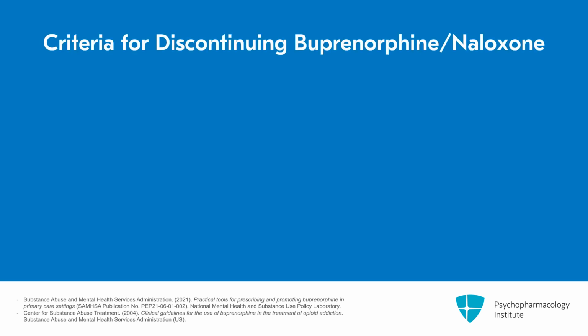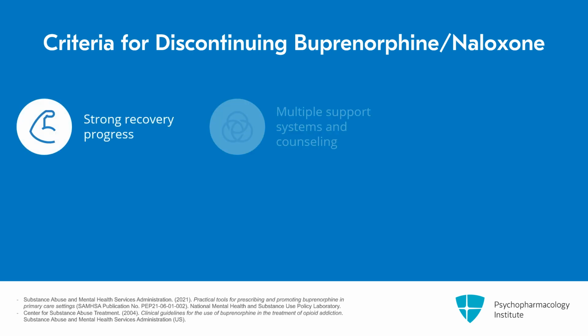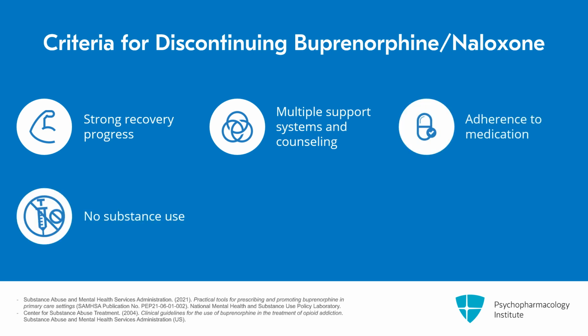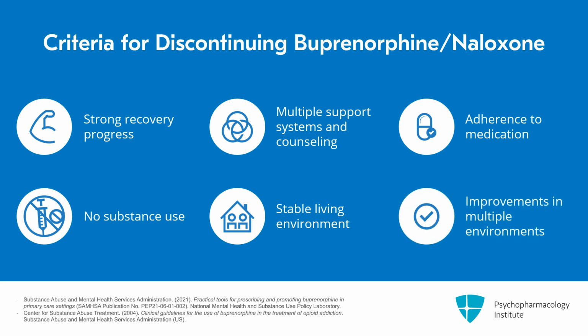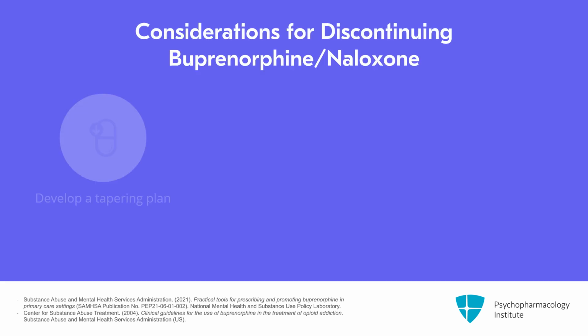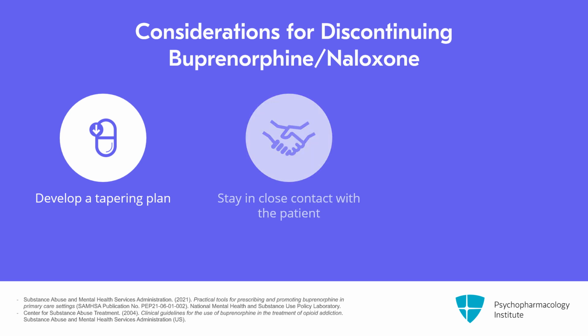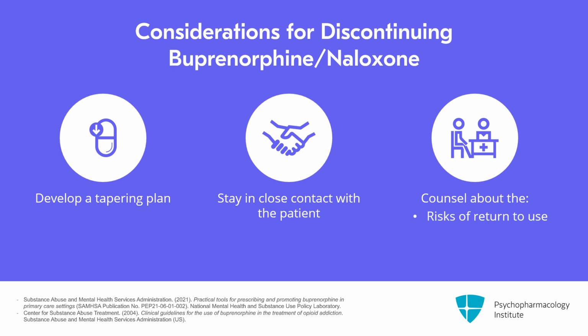When considering discontinuing the medication, somebody should be at a very strong point in their recovery, have multiple supports, and be in counseling. They should be adherent to the medication, not using other substances, have a stable environment, and have good improvements in home, work, and school. You can develop a tapering plan, and it is useful to stay in close contact with the patient during this phase. It's also very important to counsel them about the risks of return to use and the increased risk of overdose. Again, I'll emphasize that continuing on this medication for years is advisable until there is very strong stability.